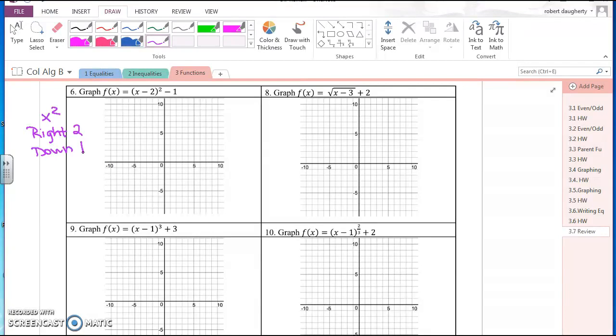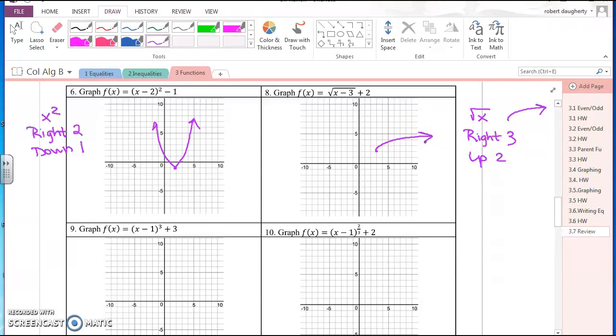So x squared, if I move it to the right 2 and down 1, that's this point right here. So I need to graph x squared at that point, and it looks like this, okay? And this particular one, the parent function is square root of x, and remember that looks like this. So square root of x, and it looks like it's been moved to the right by 3 and upwards by 2. So if I go to the right 3 and up 2, that is right here. So this function looks like this.